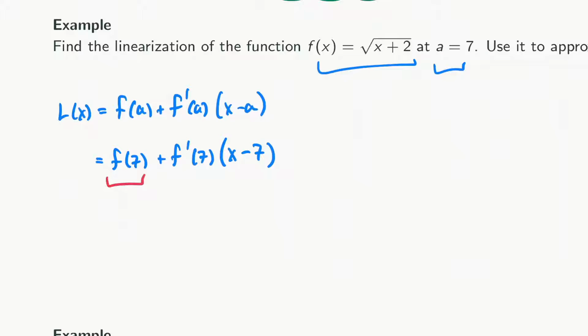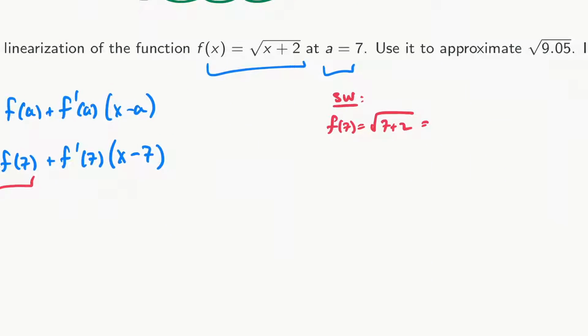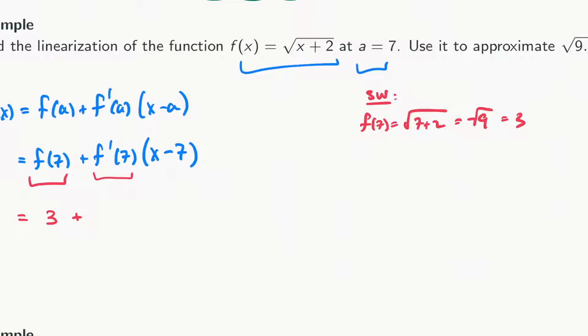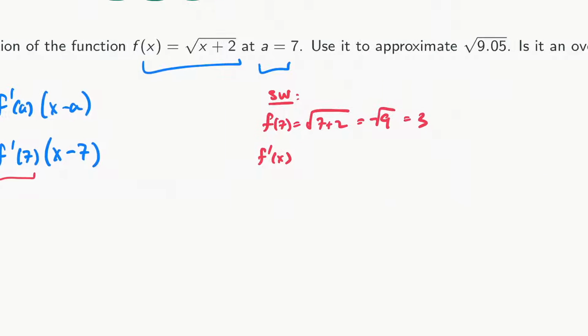So what is f of 7? Well, f of 7, let's do some side work over here. F of 7 is the square root of 7 plus 2, which is the square root of 9, which is 3. So this becomes 3 plus, and then we need f prime of 7. So we need the derivative here. And so this is what we're going to probably take the most time to do.